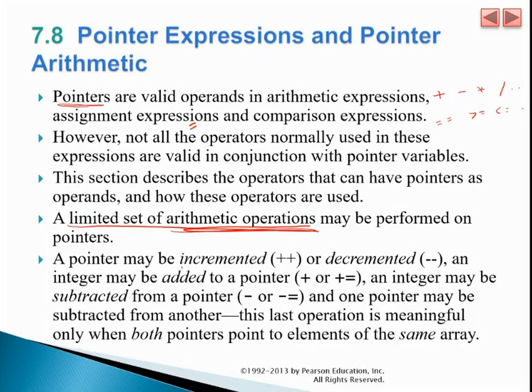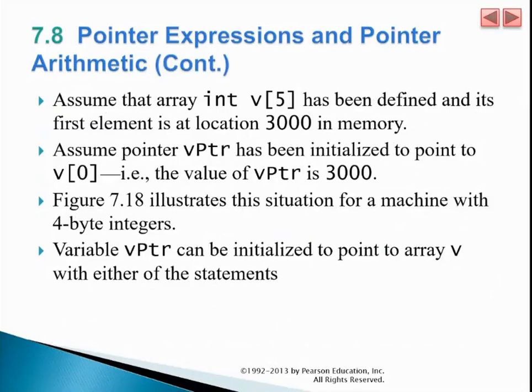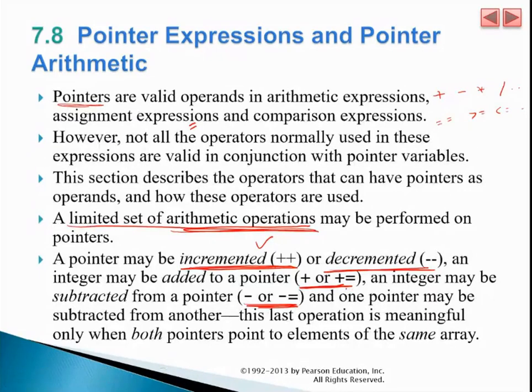We can increment the pointer using plus plus. We can decrement the pointer using minus minus. An integer may be added to the pointer using plus or plus equal to. An integer, I am talking about an integer. An integer may be subtracted from the pointer using minus and minus equal to. And one pointer may be subtracted from another pointer. So these are five operations that we can do: increment, decrement, adding an integer value, subtracting an integer value, or subtracting one pointer from another pointer.